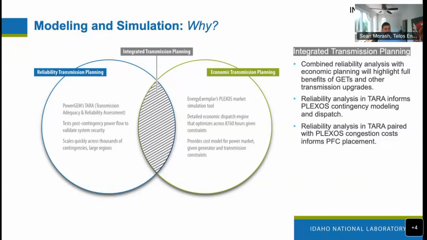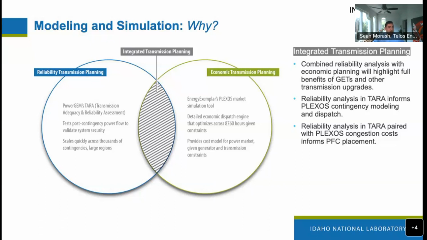Yeah, thanks, Jake. I'm Sean Morash. I'm with a company called Telos Energy. We do consulting in a lot of this space. So Telos was founded on a concept around economic transmission planning and reliability planning needing to be closer together. And at times they need to overlap. We need to have projects that use both disciplines to analyze modern or new challenges.